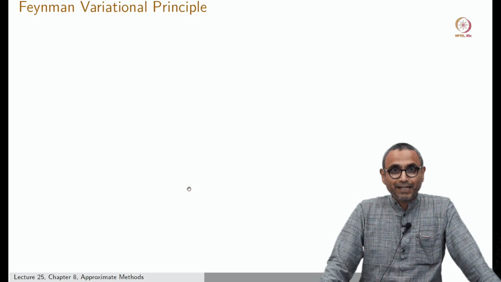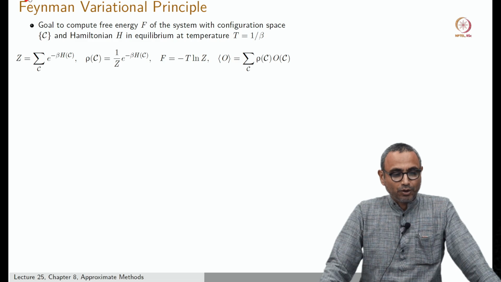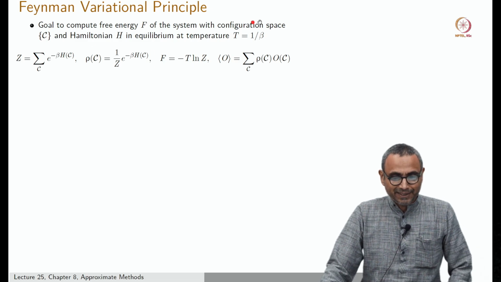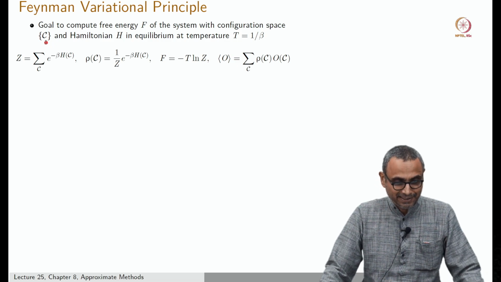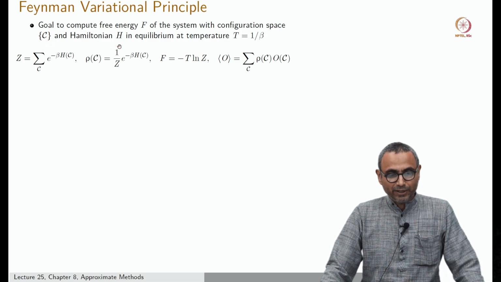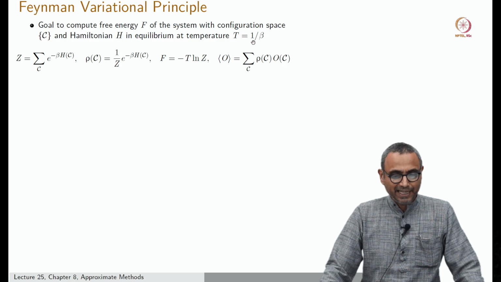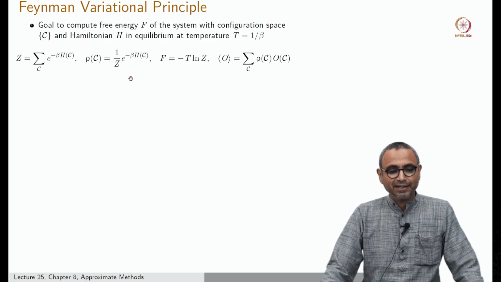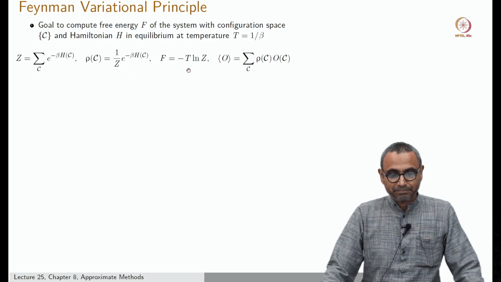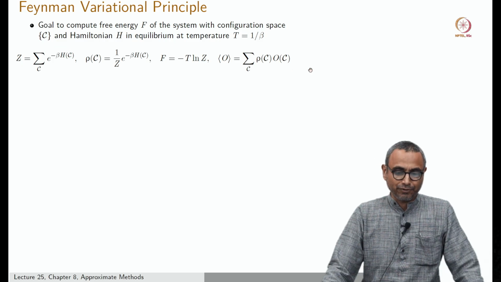Okay. So, very quickly let us revise the Feynman variational principle. Our goal is to compute the free energy of the system with a configuration space, the set of all configurations described by the set of all C, and the Hamiltonian H, which is in equilibrium at temperature T, which is the same as 1 over beta. So, the partition function is pretty standard, and this is the Gibbs probability distribution, and this is the free energy, and this is the expectation value of any observable quantity that you want to model.